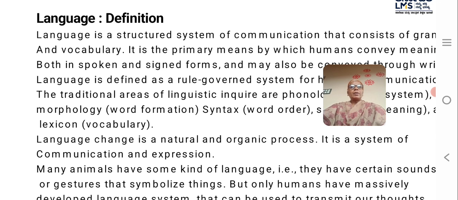Language is a principal method of human communication. It consists of words used in a structured and conventional way and conveyed by speech, writing, or gesture. It is a structured system of communication and consists of grammar and vocabulary. It is the primary means by which humans convey meaning. Language is a systematic way of communicating ideas or feelings with the help of signs, sounds, gestures, which have different meanings.